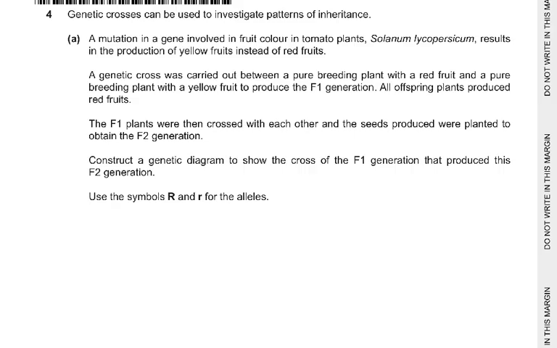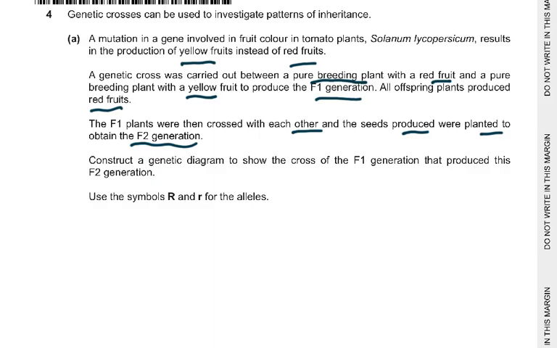Question number 4. Genetic crosses can be used to investigate patterns of inheritance. A mutation in a gene involved in fruit color in tomato plants, Solanum lycopersicum, results in the production of yellow fruits instead of red fruits. A genetic cross is done between a pure breeding plant with a red fruit and a pure breeding plant with a yellow fruit to produce the F1 generation. All F1 offspring plants produce red fruits. The F1 plants were then crossed with each other and the seeds produced were planted to obtain the F2 generation.